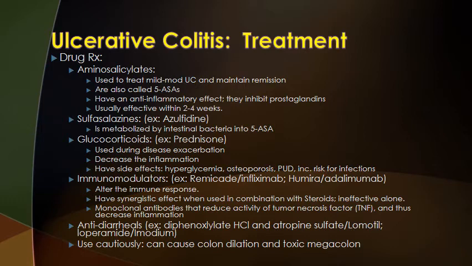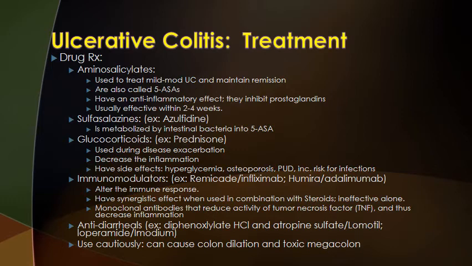The next line of potential medication is sulfasalazines. An example of that is the Azulfidine. That is metabolized by intestinal bacteria to become the 5-ASA. So it's the same thing. The bacteria in the intestine change it into basically an aminosalicylate.